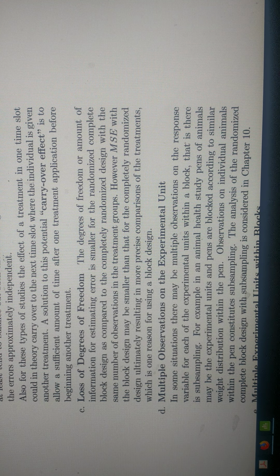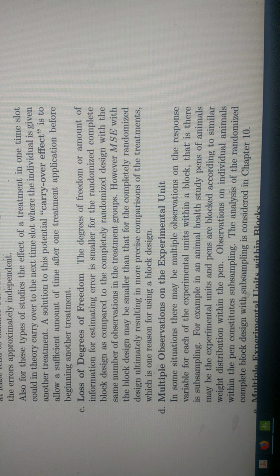But if that blocking variable really doesn't explain a lot of the variability in the data, it can actually harm you a little bit, because what will happen is when you include that blocking variable, you lose your degrees of freedom for a given number of experimental units. So it's a trade-off that you really wouldn't want to use a blocking factor unless it really does explain a fair amount of variability in there.